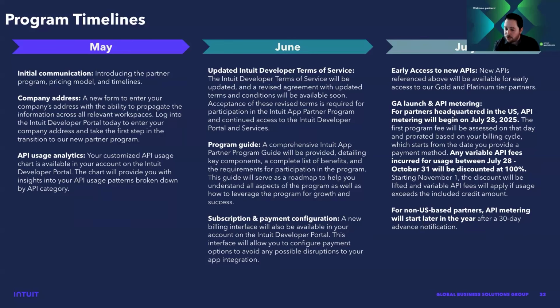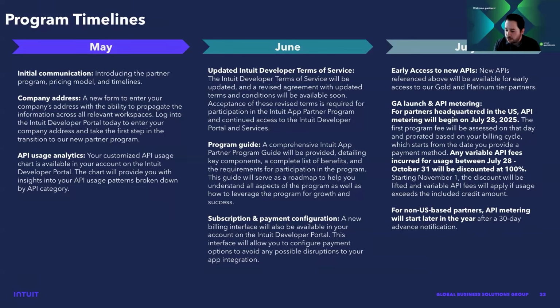That's when metering will officially start. But once again, we'll emphasize that any variable API fees incurred for usage between our launch date, which is July 28th, and October 31st, will be discounted at 100%. So starting November 1st, the discount will be lifted and variable API fees will apply. Now, program fees will still apply as of July 28th, but variable API fees will only start applying on November 1st.